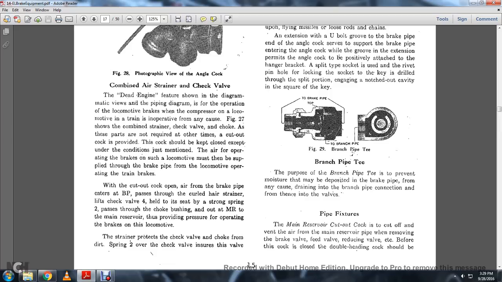Figure 27 shows the combined strainer with the check valve and the choke, as these parts are not required at other times, and a cutout cock is provided with them. The cutout cock should be kept closed except under the conditions mentioned. The air for operating the brakes on the locomotive must be supplied from the brake pipe of the locomotive operating with the train brakes. With the cutout cock open, the air from the brake pipe enters.